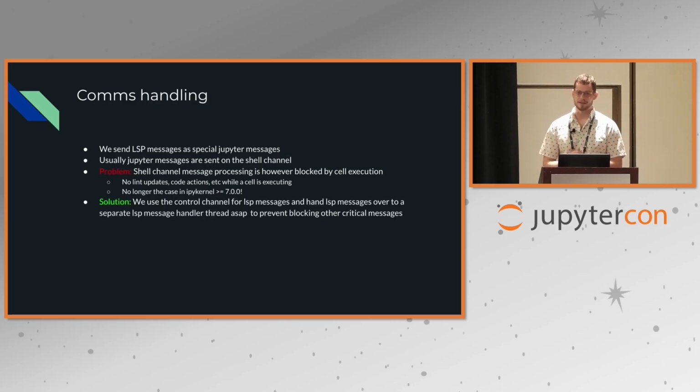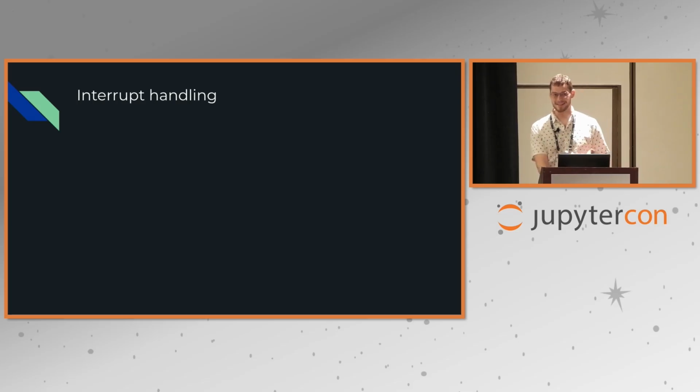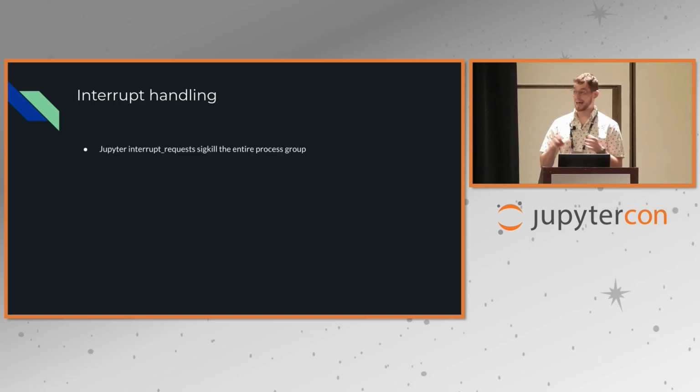So the solution for that was, instead of using the shell channel, we opted in and started using the control channel instead. Kind of not ideal. But because the language server runs in a separate thread, if we see any of these LSP messages, we just instantly hand it off to that language server thread in order not to block any of the other critical messages that actually use the control channel. For example, interrupt requests. And talking about interrupt requests, that poses another problem.